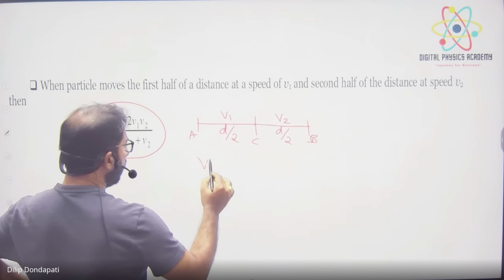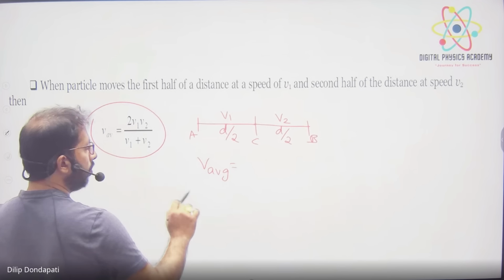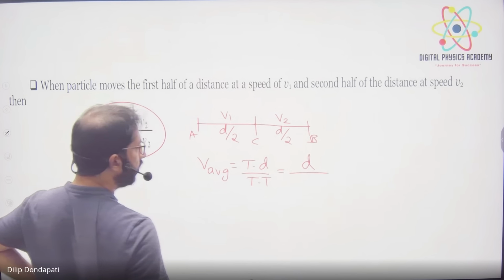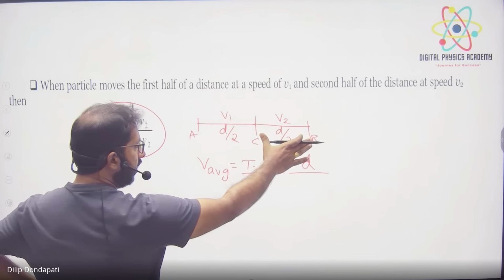Okay, average speed formula, tell me. Sorry, average speed is total distance by total time. Okay, total distance is how much? Just D. And total time is how much? This time for v1 plus this time, right? This time is how much in terms of speed and distance?